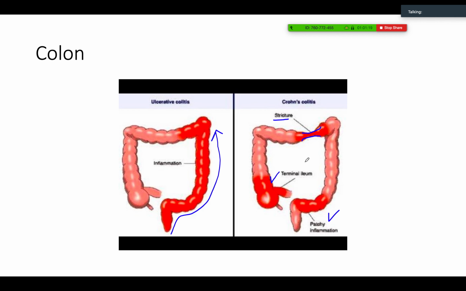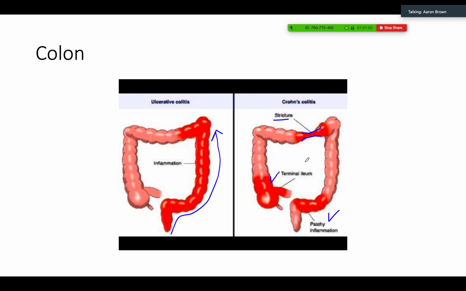Good. Abscesses. Sorry. Abscess is ulcerative colitis. For Crohn's, what we look for is granulomas. Fistulas. Yes. Very good. Okay. So let's see.